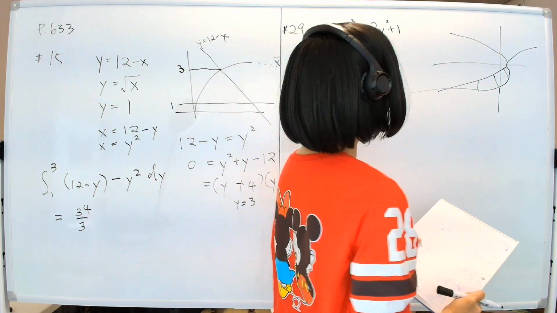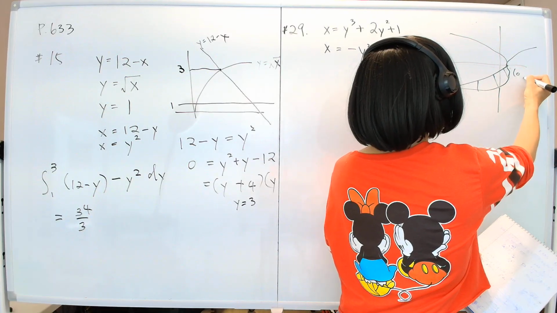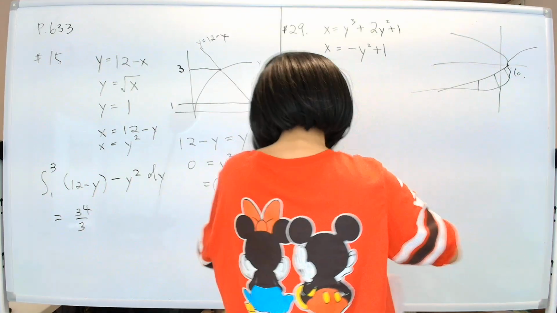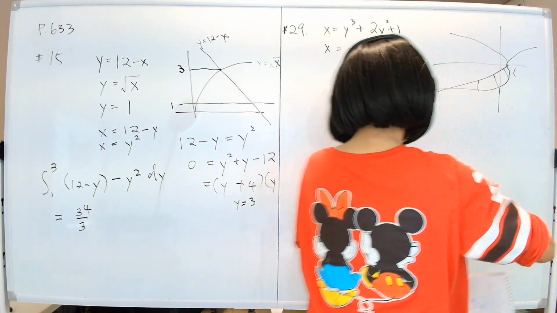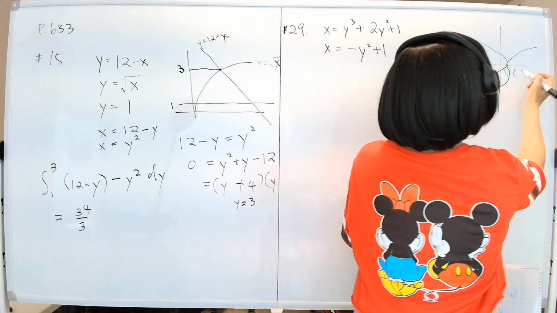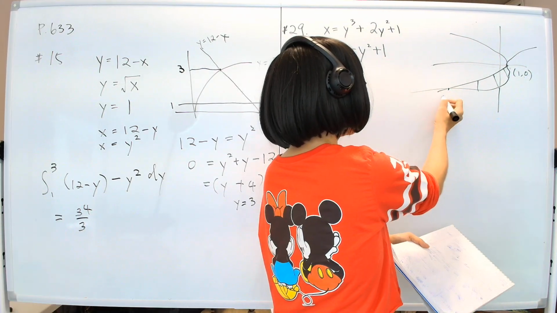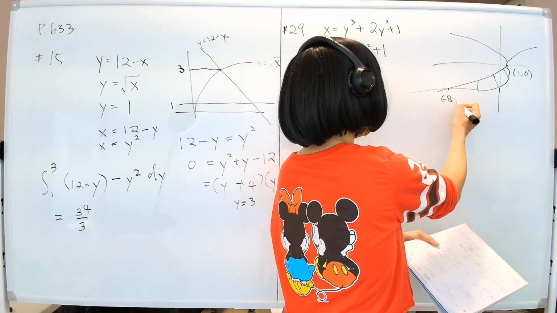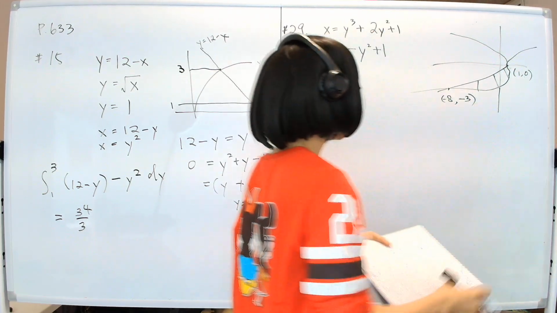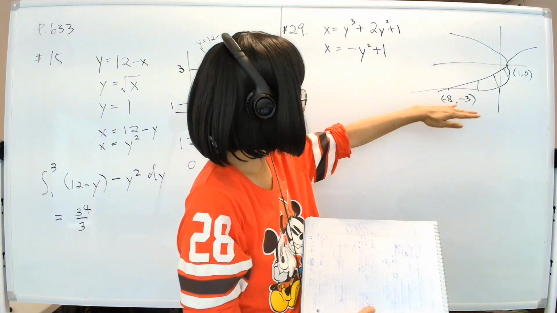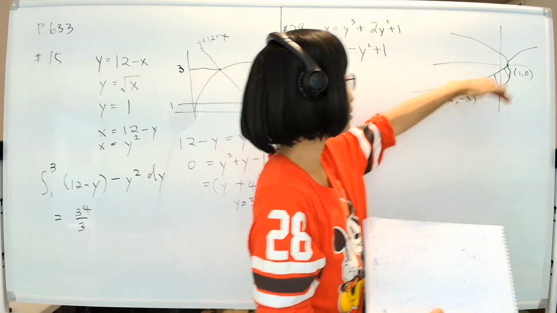And then this point is x equal to 0. No, sorry, x equal to 1. That point is 1, 0. X equal to 1, y equal to 0. And this point, the other intersection point, is x equal to negative 8, y equal to minus 3. Now, we're going to integrate from the smaller number to the bigger number.